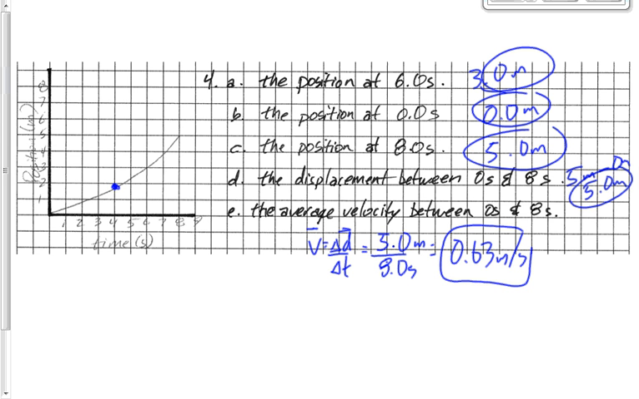Here's what a lot of people want to do. A lot of people want to go, well, the position is 2 over the time of 4. The instantaneous velocity is 0.5 meters per second. But that would be wrong. So you shouldn't do that.